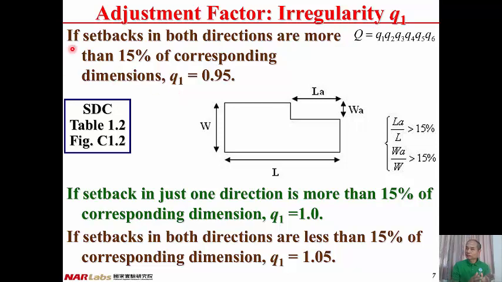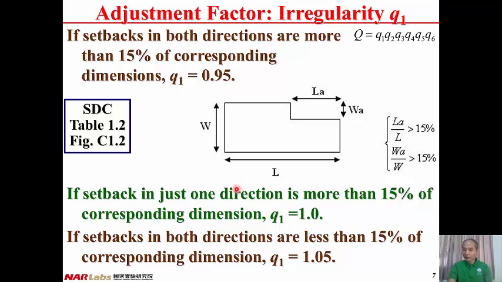Therefore, if setbacks in both directions are more than 15% of the corresponding direction, Q1 equals 0.95. That means that in the X direction, LA divided by L is larger than 15%, and in the Y direction, WA divided by W is larger than 15%. If these two conditions are satisfied, then the building is quite irregular. We have Q1, the adjustment factor, equal to 0.95.